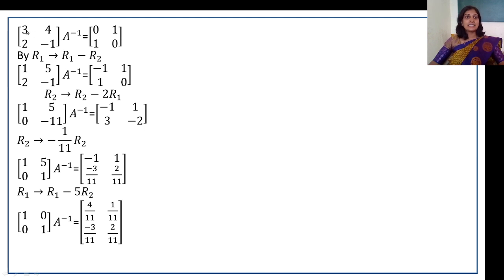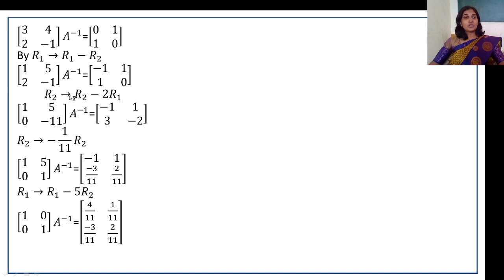Now we make this 3 into 1. For that we apply the transformation R1 gives R1 minus R2. So subtract these two. So we will get here 1. 4 minus of minus 1 we will get 5. 0 minus 1 that is minus 1. 1 minus 0 that is 1. And the second row is kept as it is.